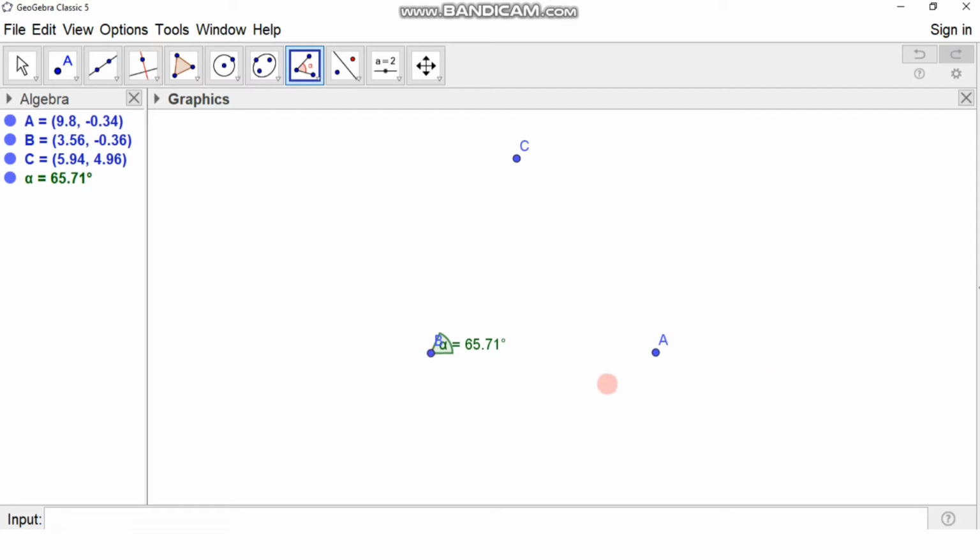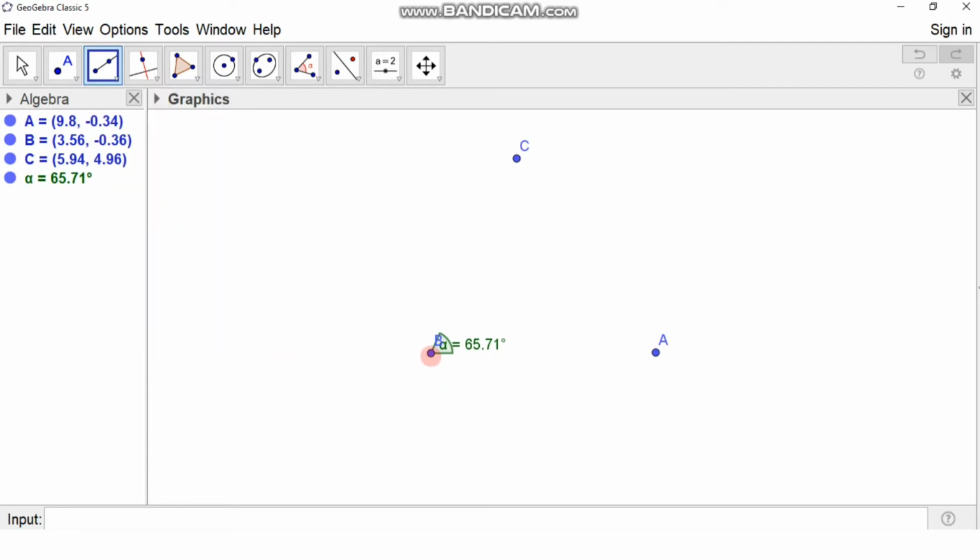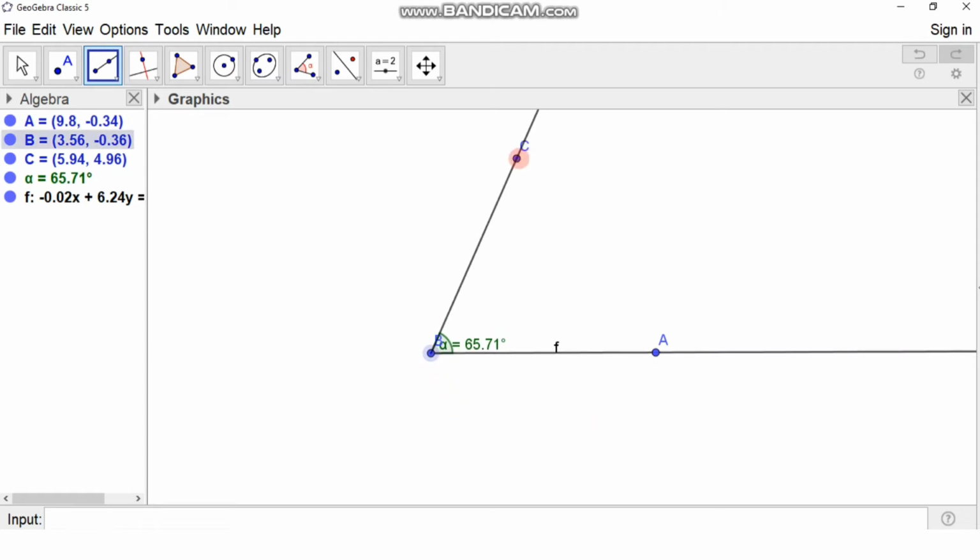Now to draw the angle, we must draw two rays which start from point B, because B is the vertex of that angle. So we have here a ray icon, click on that. We have to draw ray BA, so we have to start with point B. So click on point B, and then on point A we get ray BA. In the same way, click on point B, and then on point C we get ray BC. So the measure of this angle is 65.71. So this is the angle we have drawn, angle CBA.